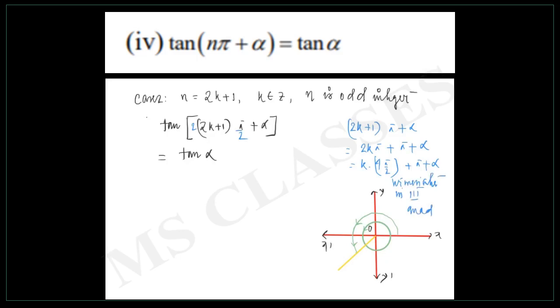Now, when this angle is in the third quadrant, all of you know that in the third quadrant tan is positive. So what we'll do here is plus tan alpha only. Now from case 1 and case 2, what we say is that tan of n pi plus alpha is equal to tan alpha, where n belongs to Z. That is, n can be any integer.